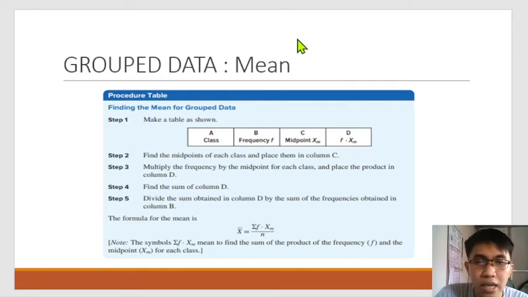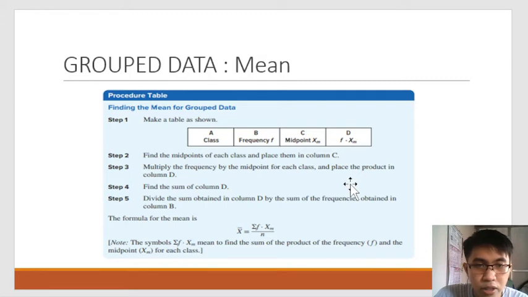So this is the group data procedure table for the mean. So we have step 1. So meron po tayo dapat na ginagawang columns related doon sa binigay na sa ating data set or yung sa ating data in question. So meron po tayong class, frequency, the midpoint, and the product of the frequency and the midpoint. We find the midpoints of each class and place them in column C.